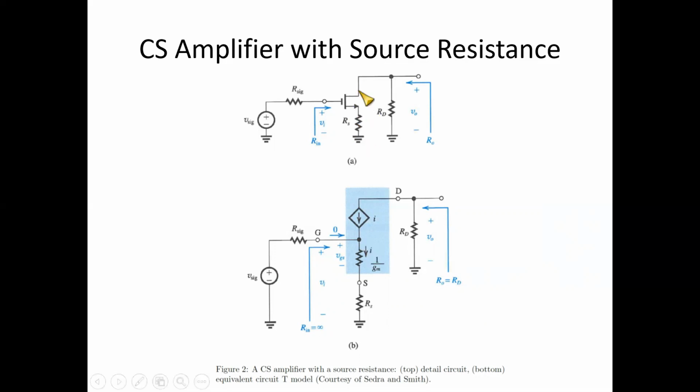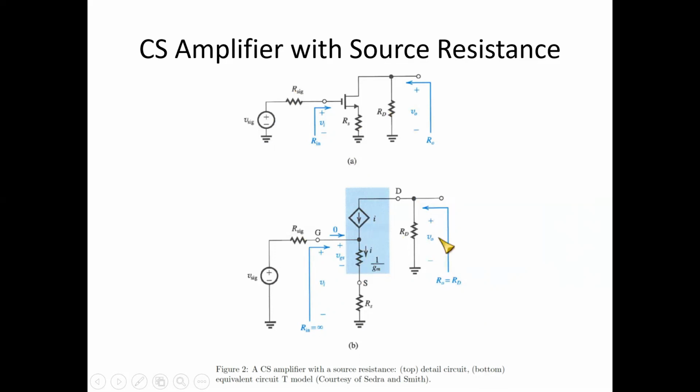So now what we are trying to do here is the MOSFET is replaced by its T model, wherein this is a dependent source, I, and you have the resistance, which is written as 1 by the transconductance gm over here, and the rest of the things, Rsig, Vsig, Rs, RD, all remain the same. Again, we have not added the load resistance RL to it.